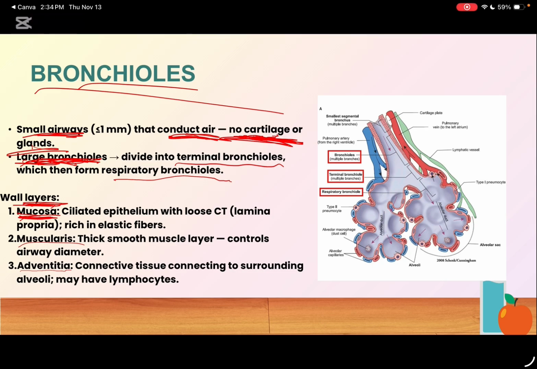Anyways, the mucosa is a ciliated epithelium with loose connective tissue, and this loose connective tissue is the lamina propria. The mucosa is very, very rich in elastic fibers. Muscularis is a thick smooth muscle layer. And what does it control? It controls the airway diameter, same function as in the bronchi. Adventitia is connective tissue connecting to surrounding alveoli, and it can have lymphocytes.